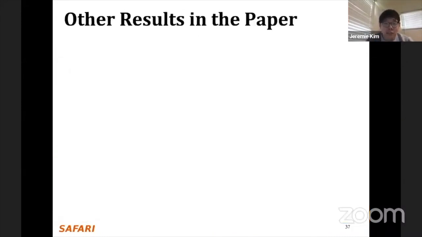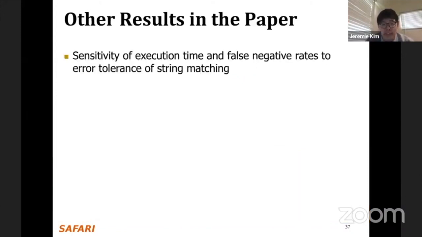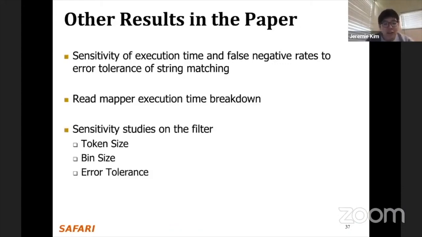There are a bunch of other results in the paper, such as sensitivity of execution time and false negative rates to the error tolerance of string matching. We look at the read mapper execution time breakdown, and we look at sensitivity studies on the filter for different parameters like token size, bin size, and error tolerance.